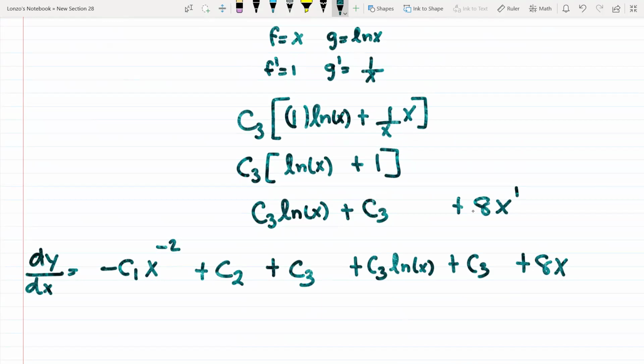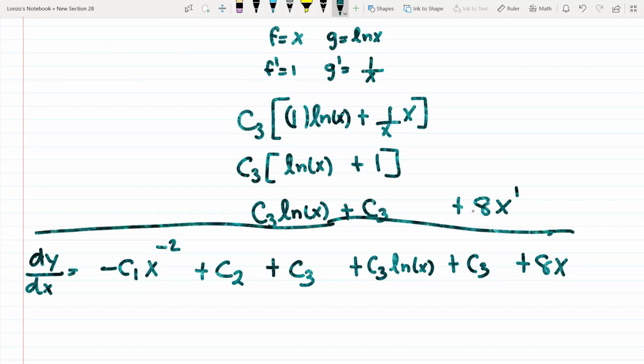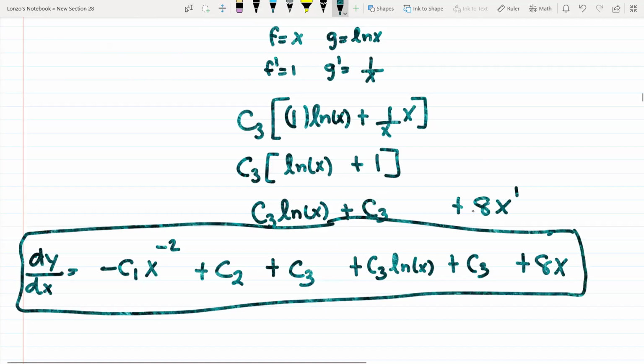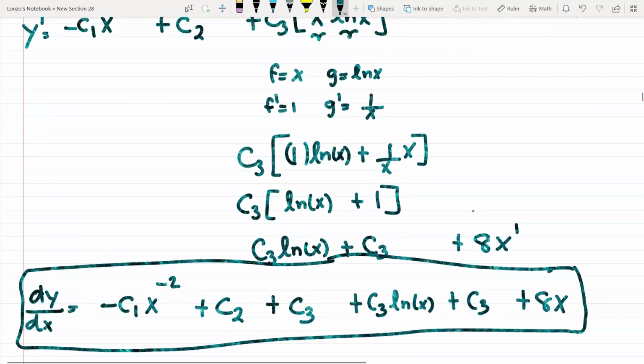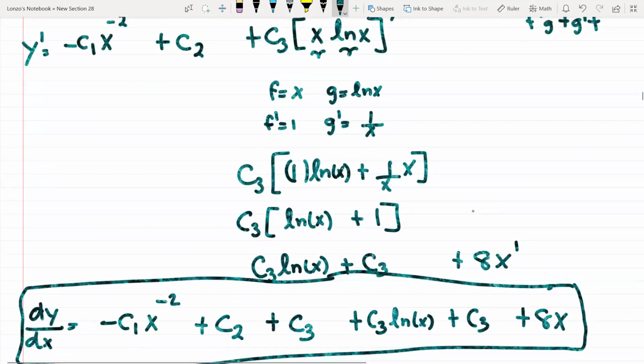Perfect. Do you see the c3? I wouldn't combine the c3 with ln of x. It just seems like more work than I have to do. This is not our answer. I'm just going to box it because we're going to need it to plug in. So the next thing we have to do is find y double prime.